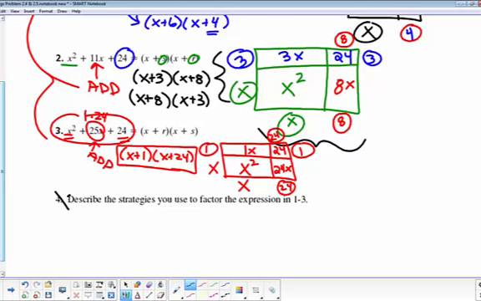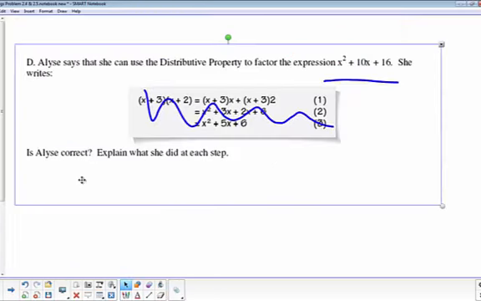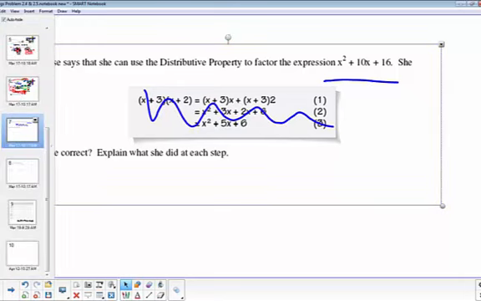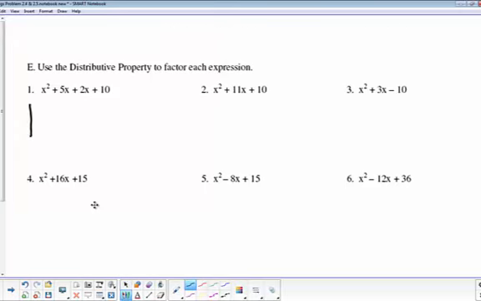We're going to keep on going, and that Elise person, that whole page is wrong, so just cross that off. So, in letter E, this simplifies into x squared plus 7x plus 10. So my 10 goes here, and my x squared goes here.